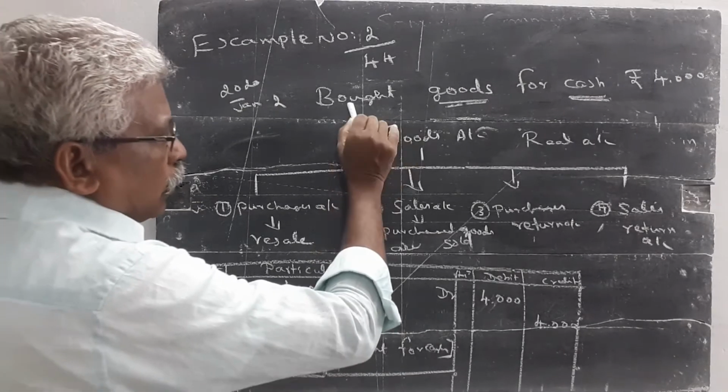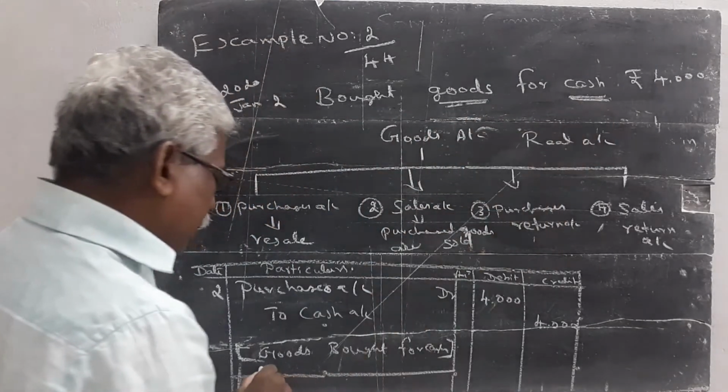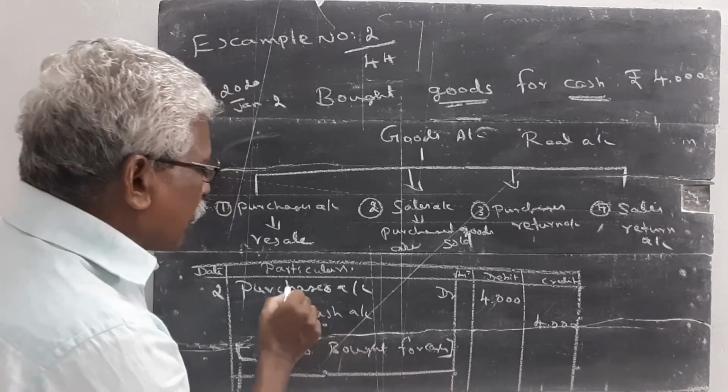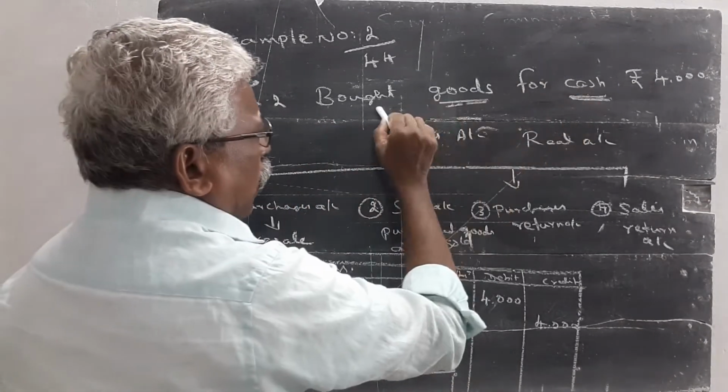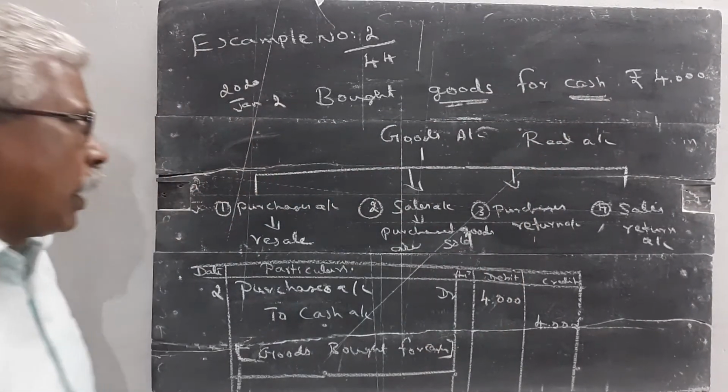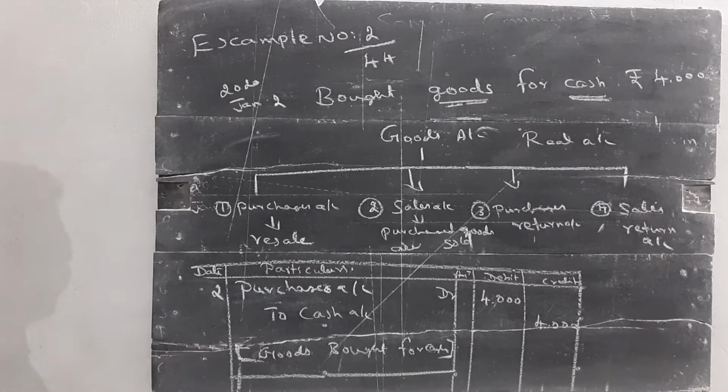You simply write the question, bought goods for cash. Narration, you simply write the brief history of a transaction. You simply write this question, bought goods for cash. That's all. Okay, then next is example. I am going to explain.